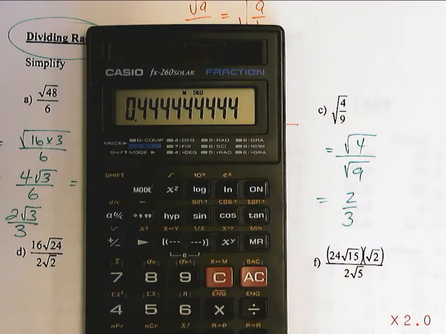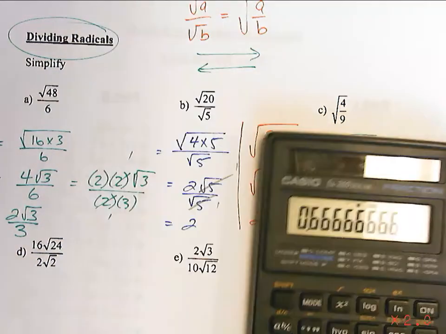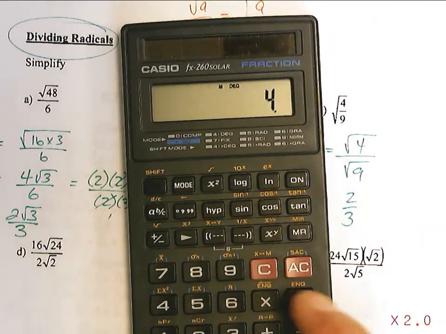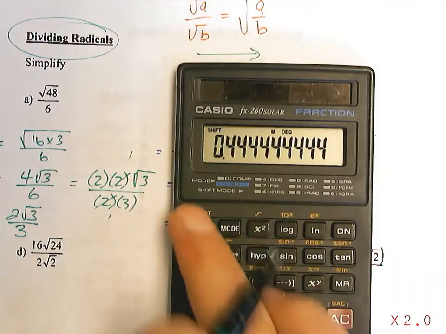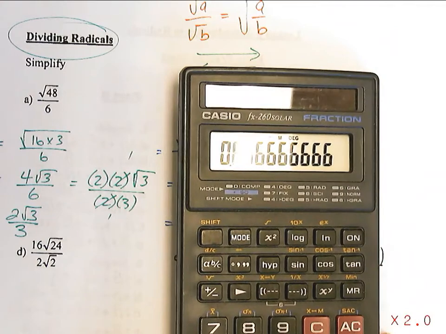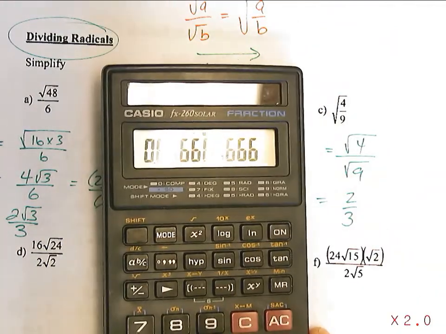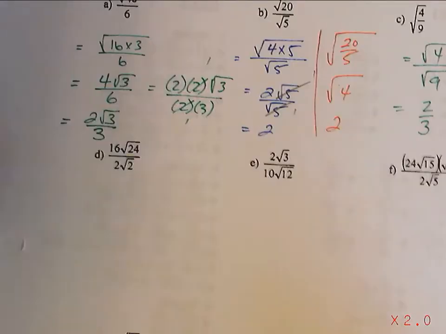Let's take a look if that works. 2 divided by 3. Oh, it's not the same, but remember we did 4 over 9, and then you had to take the square root of it. 0.66666, that's correct. 2 over 3. Hey, life is grand. All right, moving on.